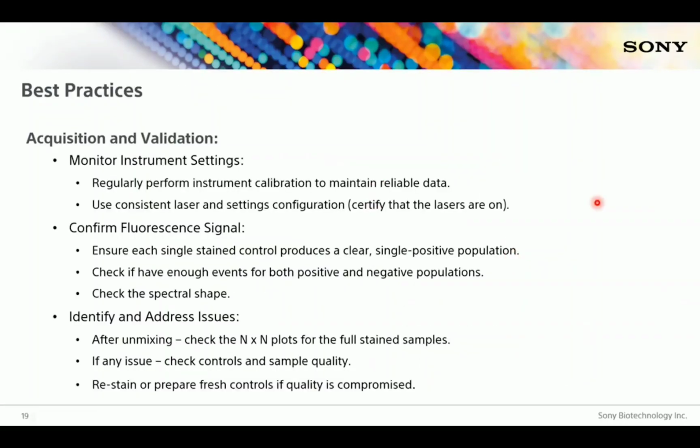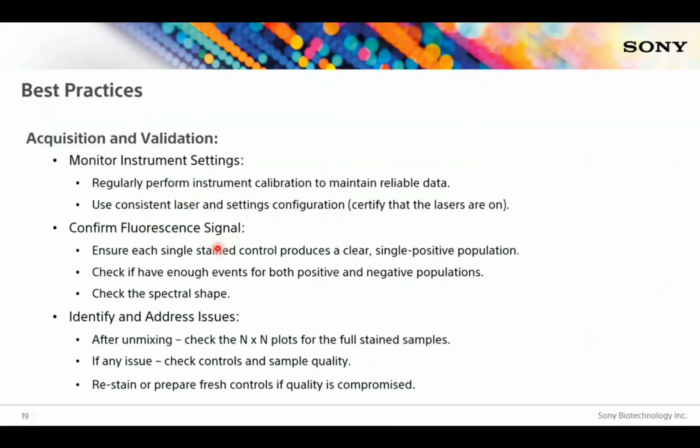Let's just discuss a little bit some best practices during acquisition and validation that can give us more effective single stain controls. First thing is to monitor the instrument settings, right? We need to make sure the instrument is performing well. And we need to regularly calibrate and acquire our quality controls. Use consistent laser and settings configuration. This is very important that you certify that the lasers are on. All the lasers that you're using to acquire your sample should be used to acquire your single stain controls.